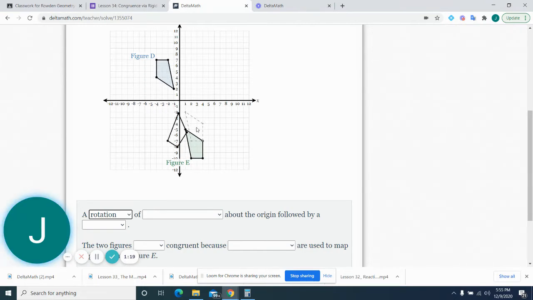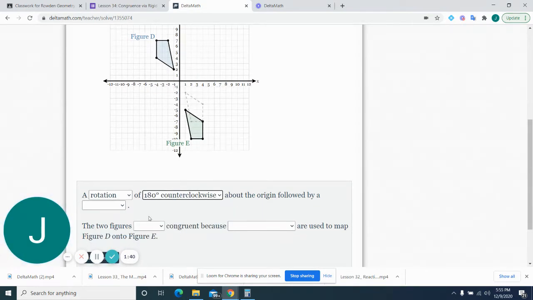So it spins how much? That looks like 180. And is it going clockwise or counterclockwise? So think about a clock. A clock would spin like this. Counterclockwise would spin like this. So it's going counterclockwise. So it's a rotation that's 180 degrees counterclockwise. Followed by, look what it does, it slides down 1, 2, 3 places.